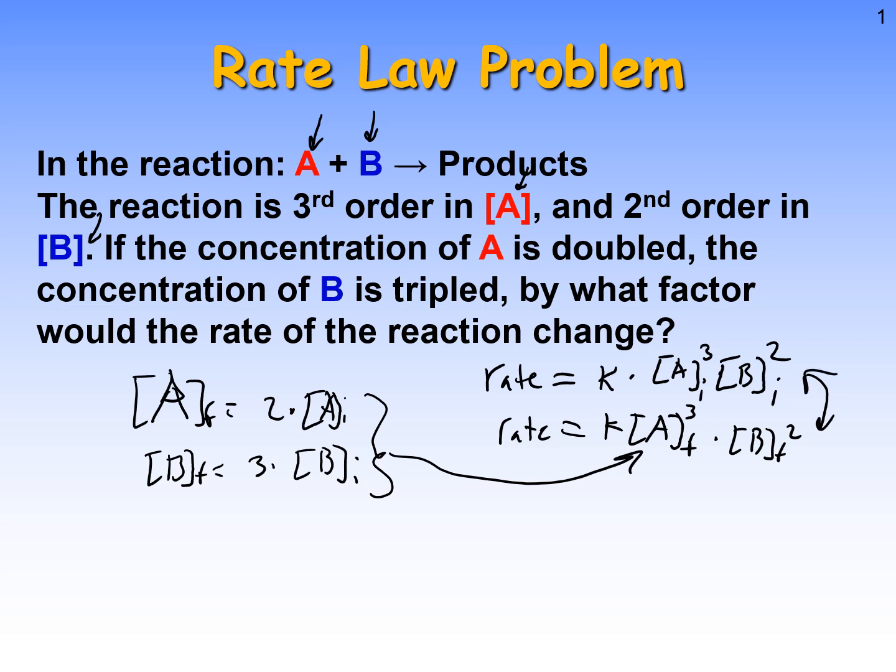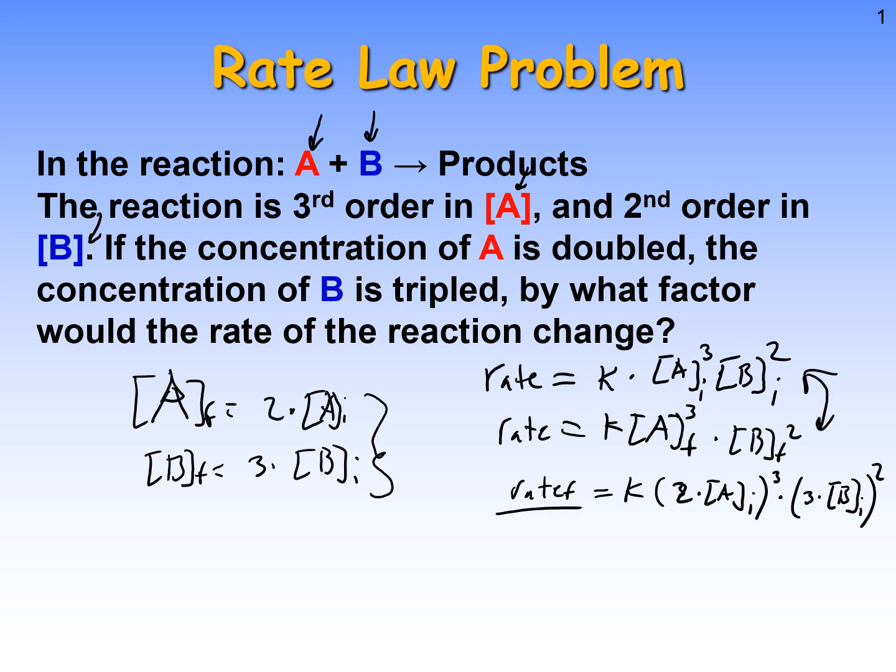Now, how do we do that? Well, let's go ahead and try. So I'm going to put rate final is equal to k times the quantity 2 times A initial, and that whole thing is cubed, times 3 times B initial, and that whole thing is squared. Now, I don't know what A initial was. It didn't give me that in the problem. I just know I doubled it and tripled it as far as the concentrations in the reaction.